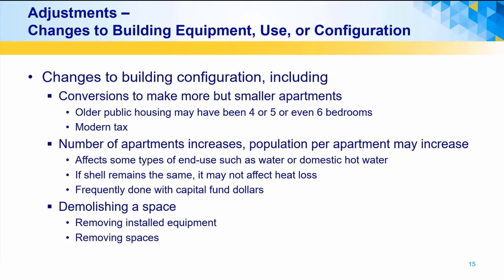Changes to building configuration can include conversions and demolition, changing the number of apartments, changing the population density or the population demographics from a group, more kids, more elderly, etc. And demolishing apartments can all change usage by changing utility use intensity and utility usage profiles.